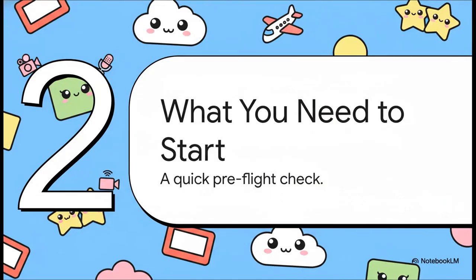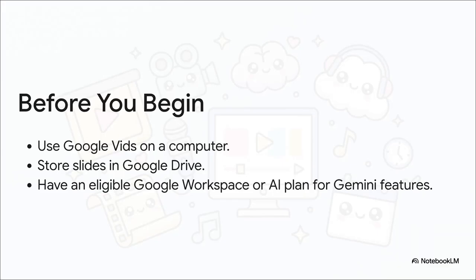Awesome. Getting started is actually really simple, but before you convert your first presentation, let's just do a quick little pre-flight check to make sure everything's good to go for a smooth takeoff. So, just 3 things to keep in your back pocket. First, for now, you've got to use Google Vids on a computer. Second, your presentation has to be saved in your Google Drive. That's a must. And finally, if you want to unlock those really cool AI features like automatic scripting, you'll need to have the right kind of Google Workspace or AI plan.